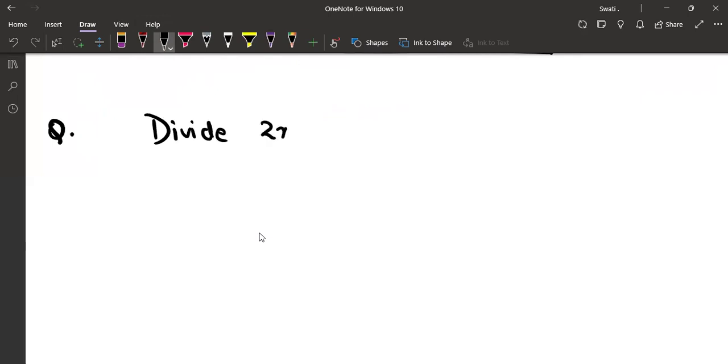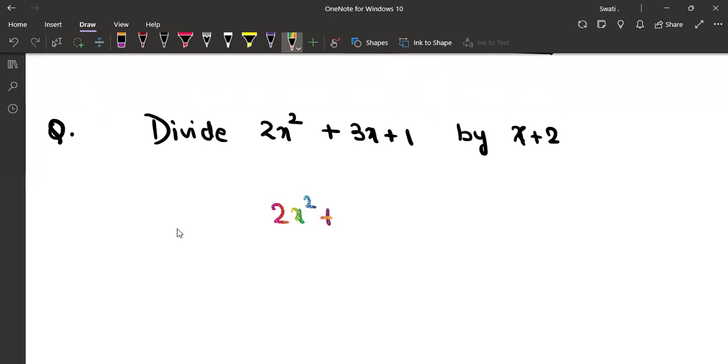Divide 2x square plus 3x plus 1 by x plus 2. Start. 2x square plus 3x plus 1 will be as it is, here. Okay. And then we will put divide. Very good. Then we will write x plus 2. Very good. Next.